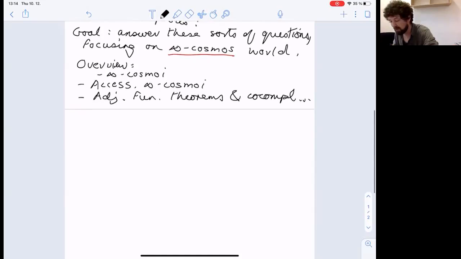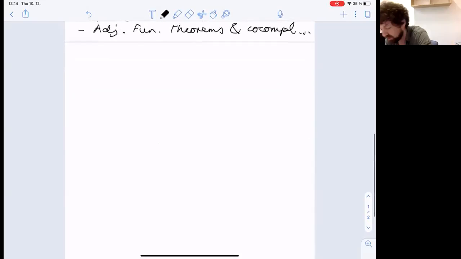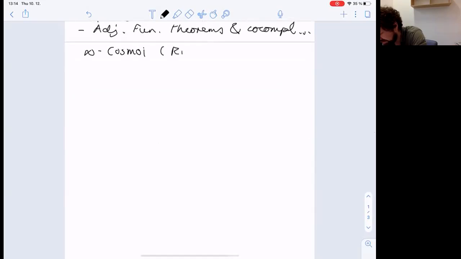So let me remind you about, or tell you a little bit about these so-called infinity cosmoi, which were introduced by Riehl and Verity.